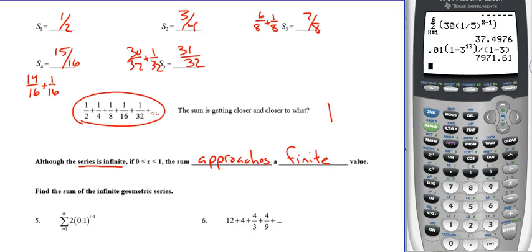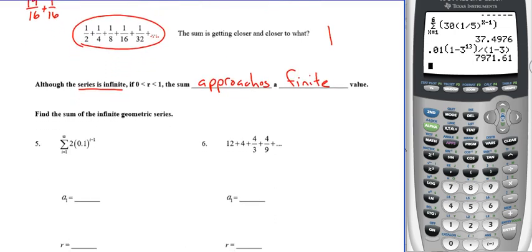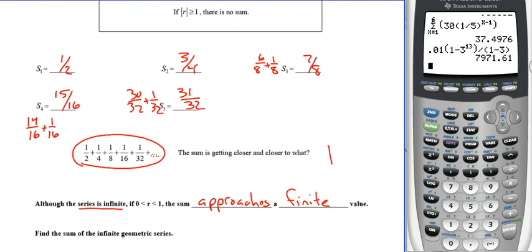And that's okay. But every infinite series that has an r value between -1 and 1 will always approach a finite value. And it gets so close to that number that it really doesn't even matter anymore what you're adding to it. You can round that to an answer. All right? So there's a couple formulas for this, which we have up here.